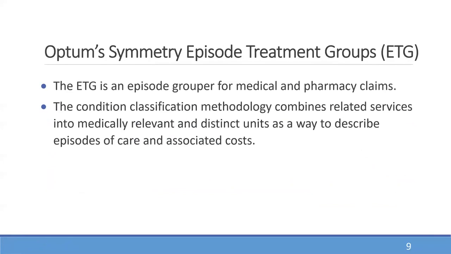So, as Karen Lee mentioned, we have now shifted to Optum Symmetry's ETG, the Episode Treatment Group. So the ETG is an episode grouper for medical and pharmacy claims, and it contains a condition classification methodology that combines related services into medically relevant and distinct units as a way to describe episodes of care and associated costs. And I'll get a little more into what that means for how we then use those groupings to create our estimates.